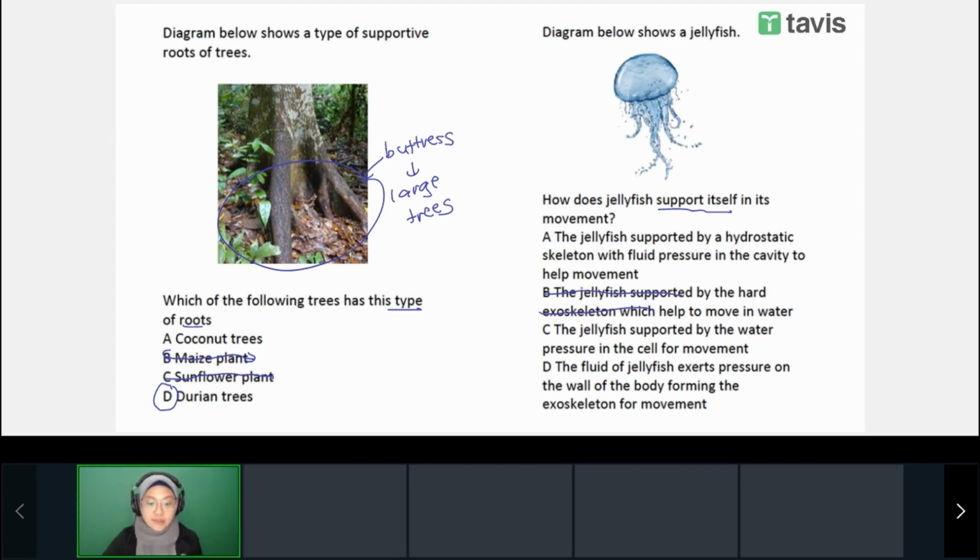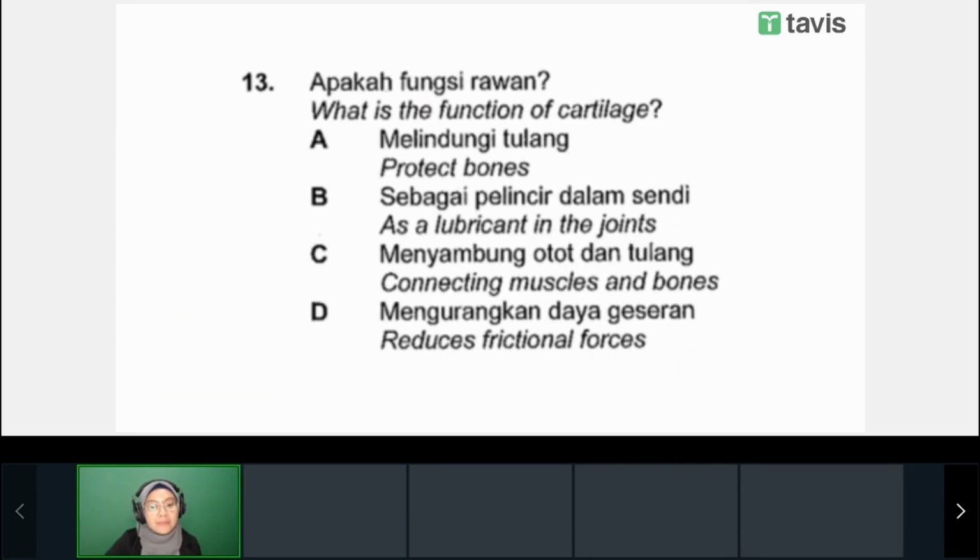Okay, how about C? The jellyfish supported by the water pressure for the cell movement. It's not all about the pressure of the water. Also the incorrect one. So how about D? The jellyfish exert pressure on the wall by forming the exoskeleton. It doesn't have an exoskeleton. So the correct answer is A. Selesai. Now you only have to move your answer from the question paper to the OMR paper.